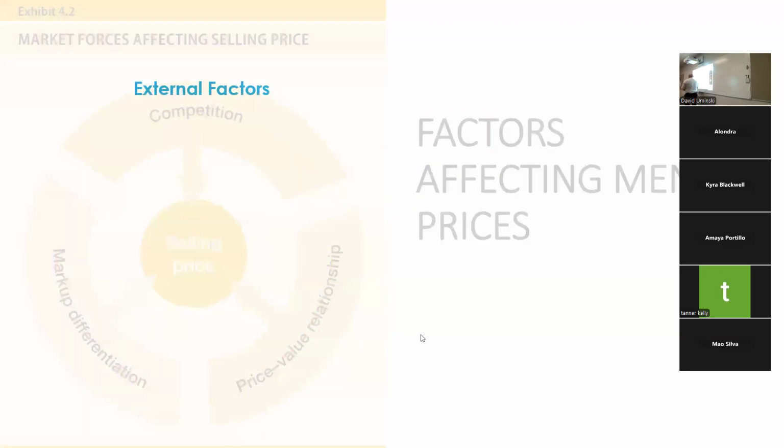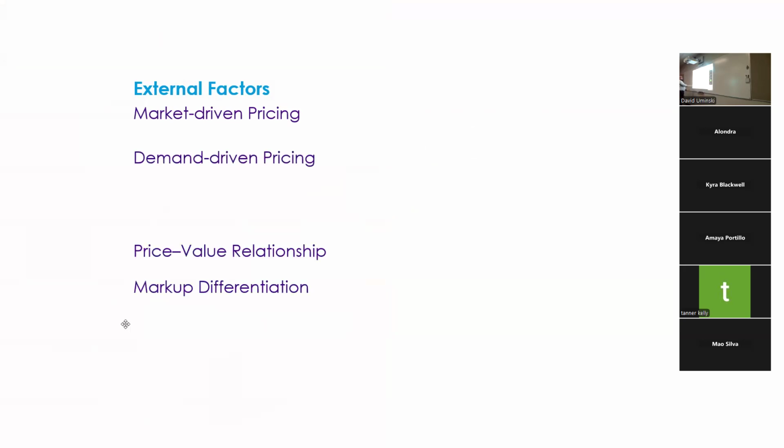We'll talk about markup differentiation in just a second. Those external factors include market-driven pricing and demand-driven pricing. What is an example of demand-driven pricing? You raise the price because it's in high demand. How much do we pay for chicken on a stick during Fiesta?